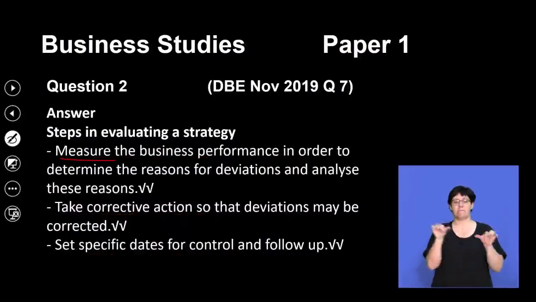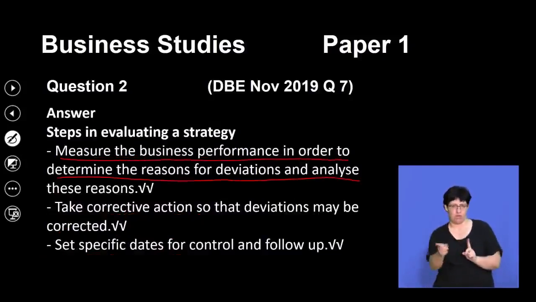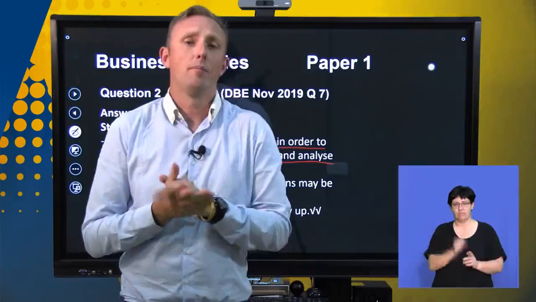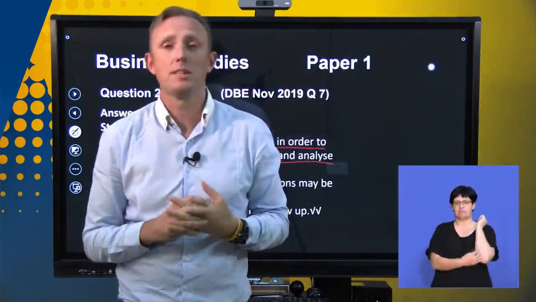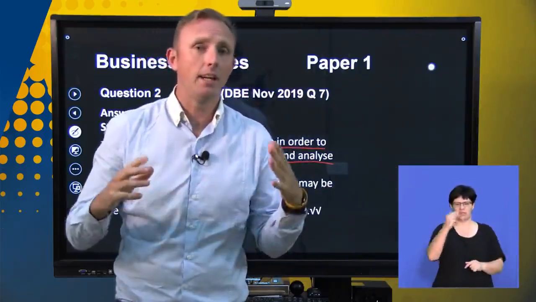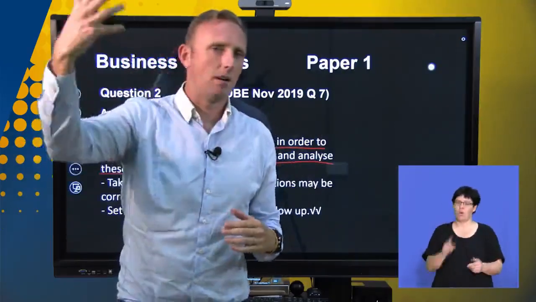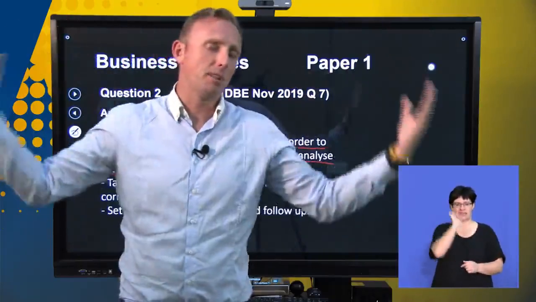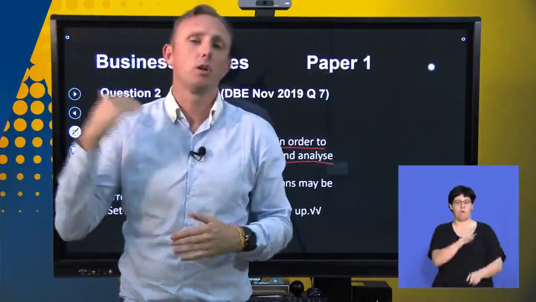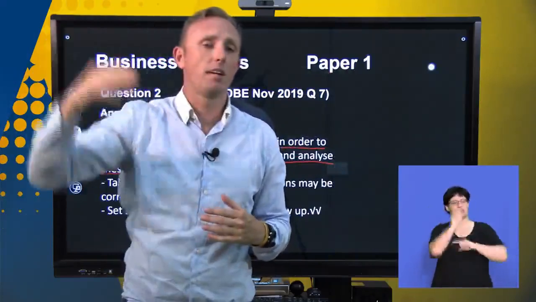And then we're going to measure the business performance in order to determine the reasons for deviations and analyze these reasons. So a lot of businesses will look at their poor performance in 2020, and they might say, right, what caused that? And you can say, right, it's because the government introduced a lockdown and we couldn't do business with other foreign countries.